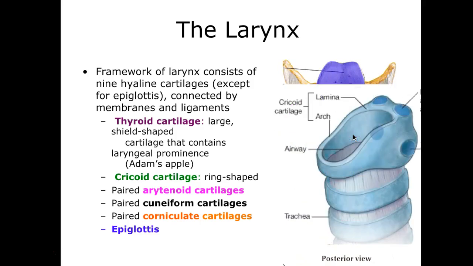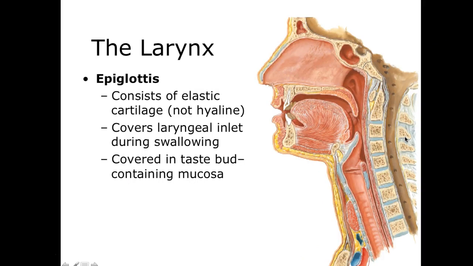So this is a great picture of your cricoid cartilage showing that continuous ring that it creates. This would be the anterior side here, and this would be posterior. And this is just another view showing how your epiglottis is going to fold down to cover the larynx during swallowing. And something interesting is that it is covered with taste buds within its mucosa, so we can actually have a little bit of a sense of taste here.